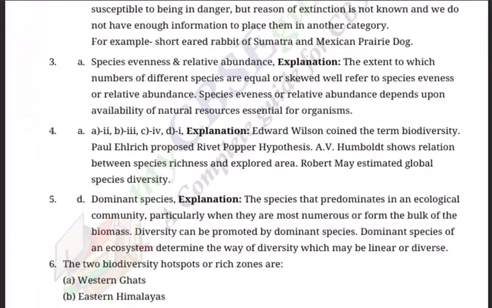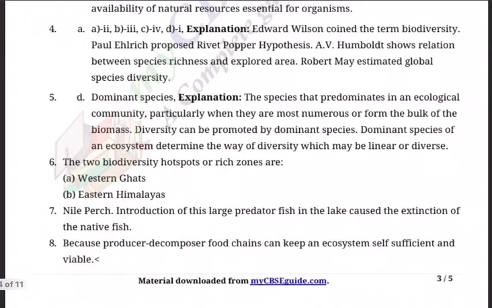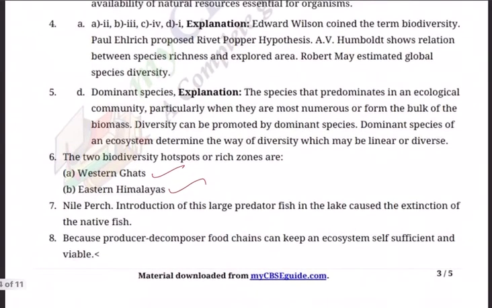The species that predominates in an ecological community, particularly when they are most numerous or form the bulk of the biomass. Diversity can be promoted by dominant species. Dominant species of an ecosystem determine the way of diversity, which may be linear or diverse. Question number 6, the two biodiversity hotspots in rich zones: Western Ghats, of course, we talked, and Eastern Himalayas.